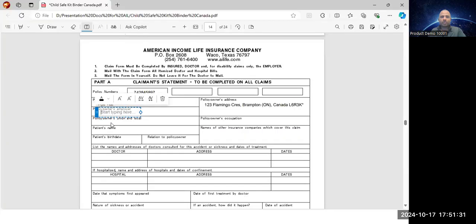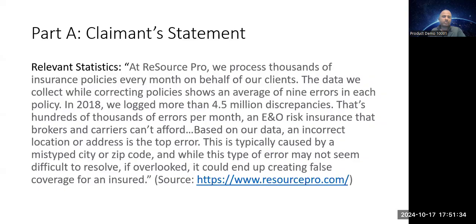Okay, so when it comes to address, again, errors and omissions. The data that we collect while correcting policy shows an average of 9 errors in each policy. In 2018, we logged more than 4.5 million discrepancies. That's hundreds of thousands of errors per month, and E&O risk insurance that brokers and carriers can't afford. Based on the data, an incorrect location or address is a top mistake. And this is from resourcepro.com.